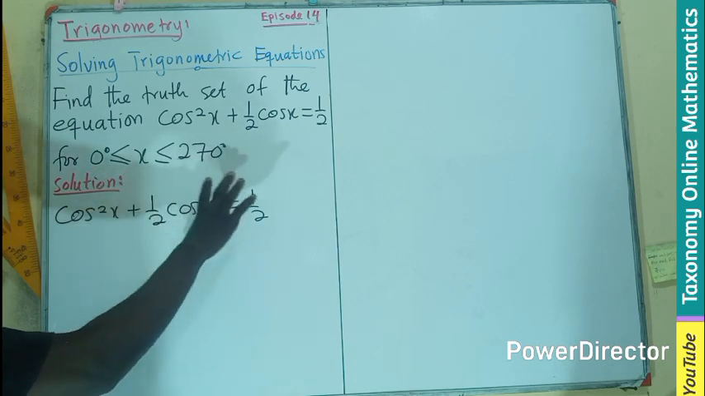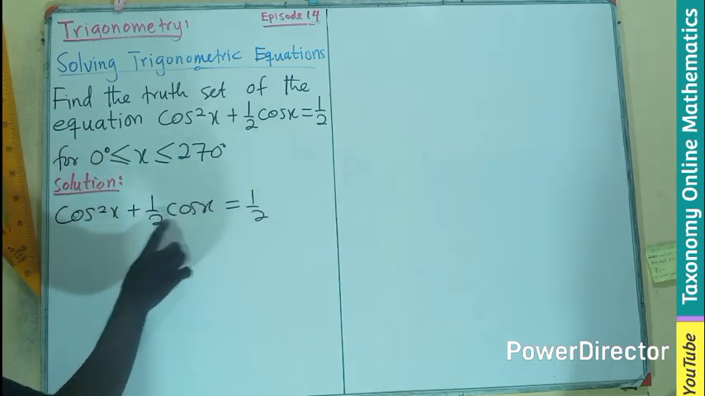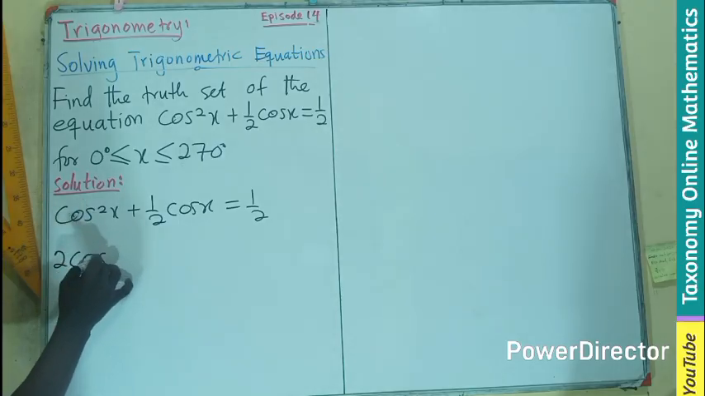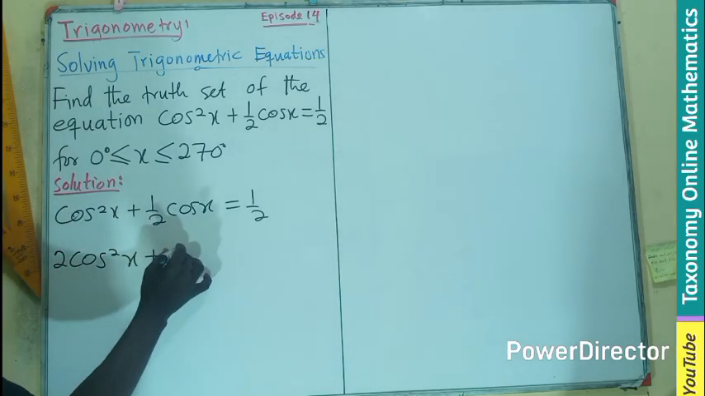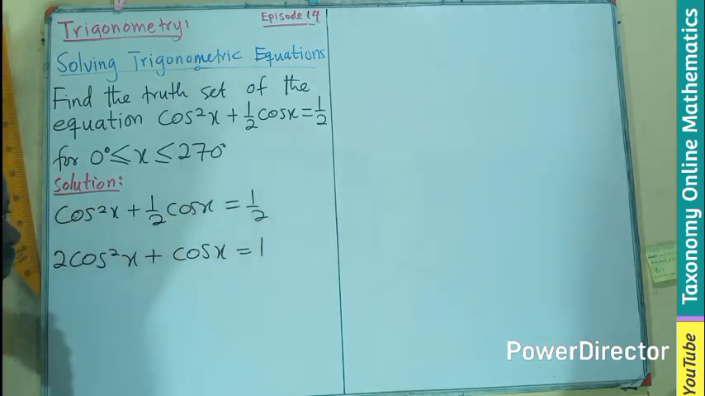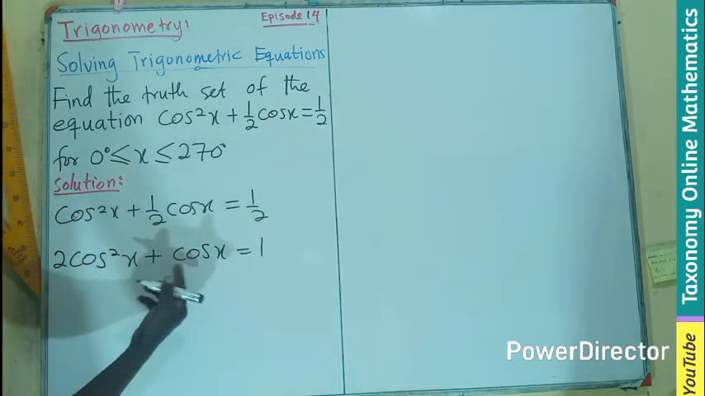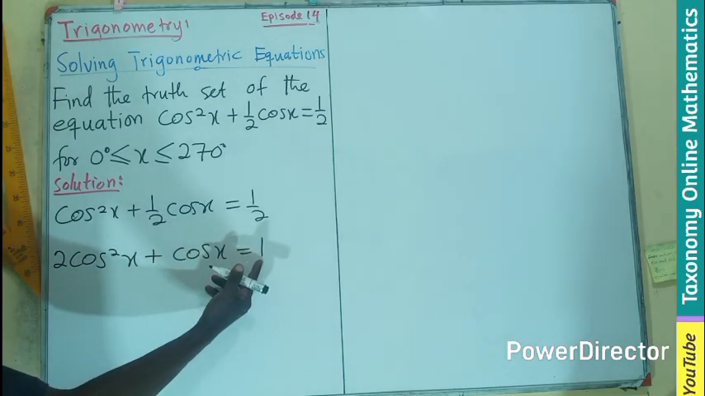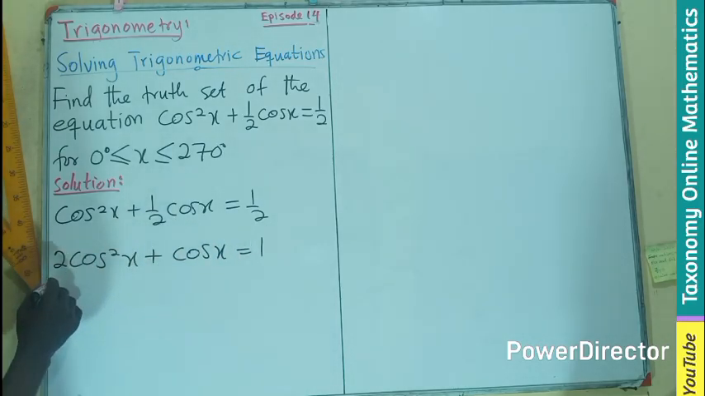So in order to rewrite this, we clear the fraction by multiplying through by what? 2. If you multiply through by 2, it will give you 2cos²x + cos x = 1. Then I cannot easily factorize this because the 1 is there. So what do we do? I am going to do substitution.